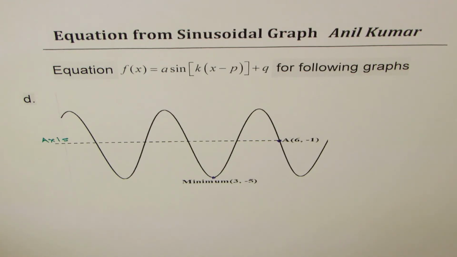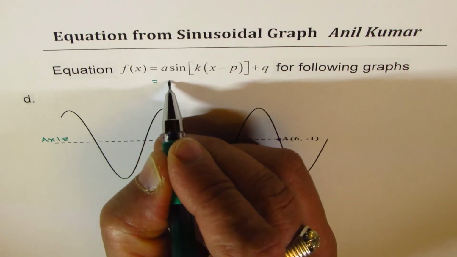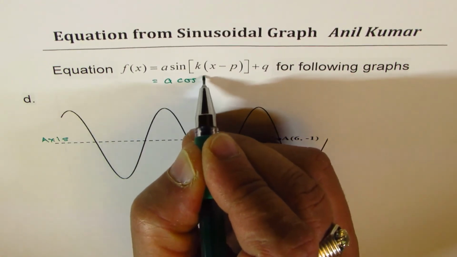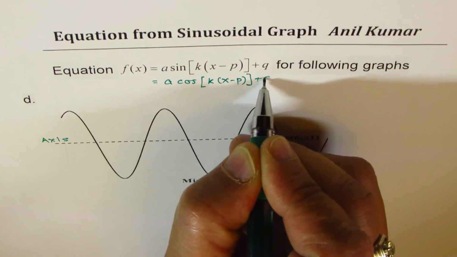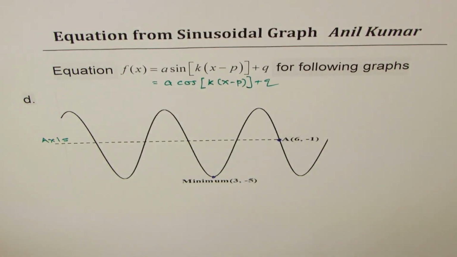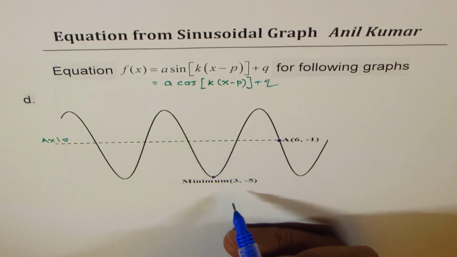I'd like you to treat this as your test question and write down your equation. So also write down the equation in the form of A cos(kx minus p) plus q. Okay. So let's do the same as what we had been doing.